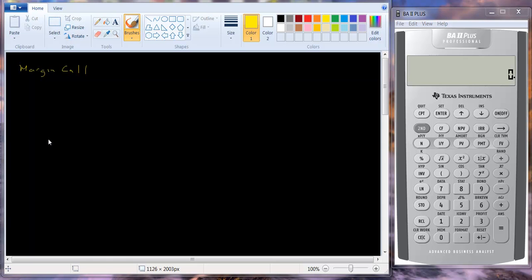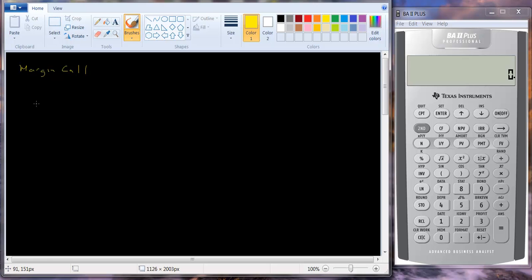In the previous tutorial, we were looking at margin. One of the useful calculations you'll want to know if you decide to buy securities on margin is at what price you will receive a margin call. We can work this out by figuring out how much margin is in your account. And we just go to the equation.